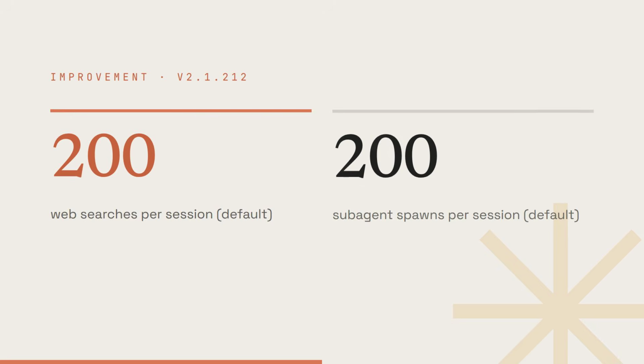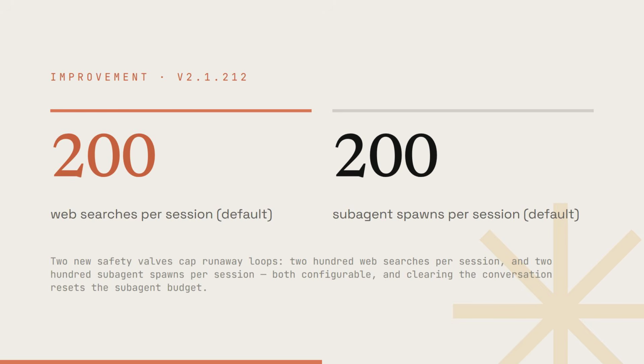Two new safety valves cap runaway loops: 200 web searches per session, and 200 subagent spawns per session, both configurable, and clearing the conversation resets the subagent budget.